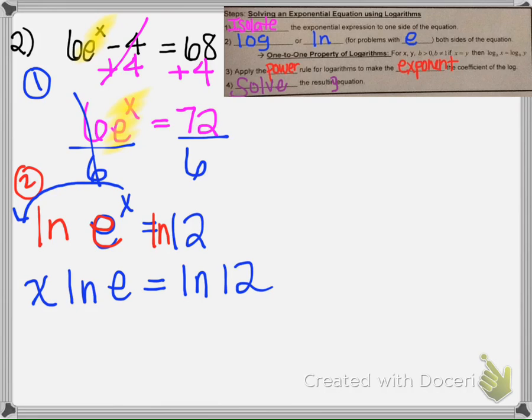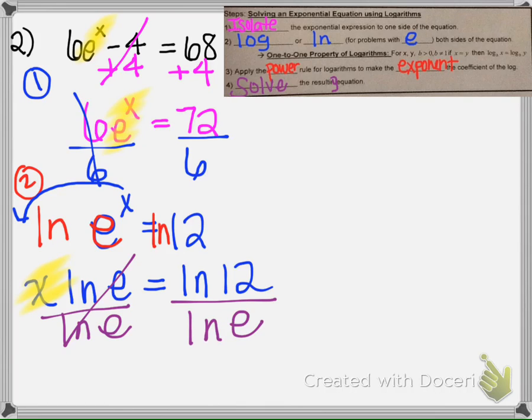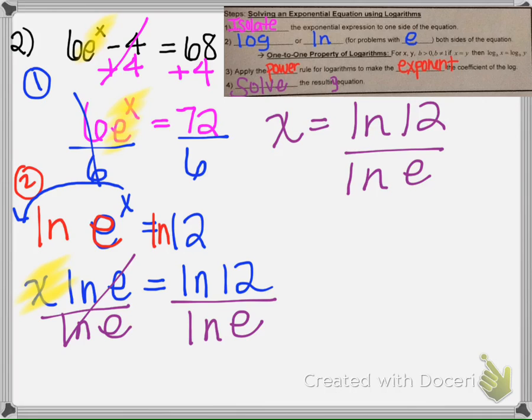And then we're going to go ahead and solve the resulting equation. So to get x by itself, we're going to divide both sides by the natural log of e. So we now have x equals the natural log of 12 divided by the natural log of e. So now let's see if there's anything here that we can simplify.